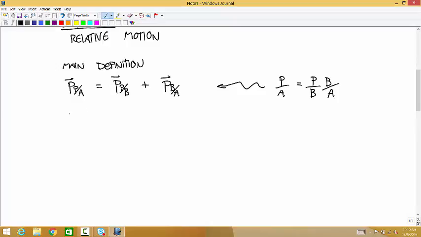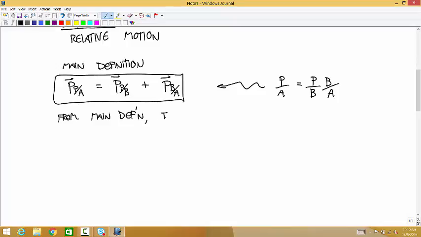Okay, so from the main definition, take d/dt of both sides, and you get, well, take time derivatives of all these position quantities, and you get that the velocity of P relative to A is equal to the velocity of P relative to B plus the velocity of B relative to A.